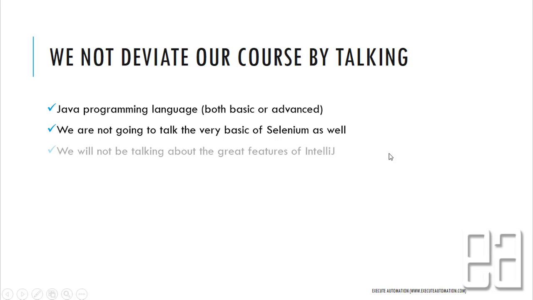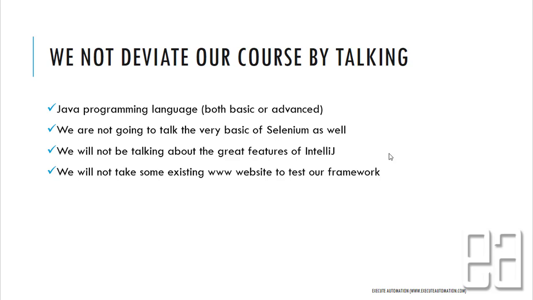And similarly, we will not be talking about the great features of IntelliJ. Again, these are completely out of the scope of the course, hence we will not be doing that as well. And we will not take some existing website to test our framework. We will initially start with our Execute Automation demo site, but later we'll switch to the MVC application that we have in our Execute Automation GitHub as well. So we're not going to talk about all these things.